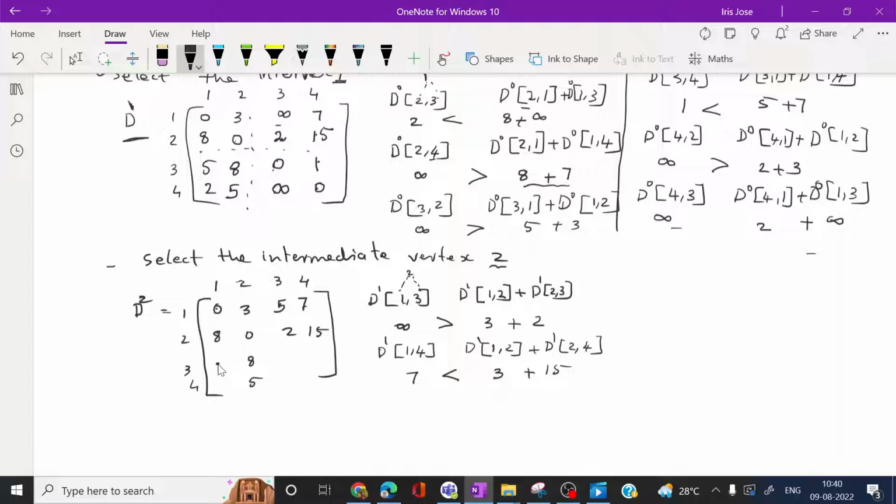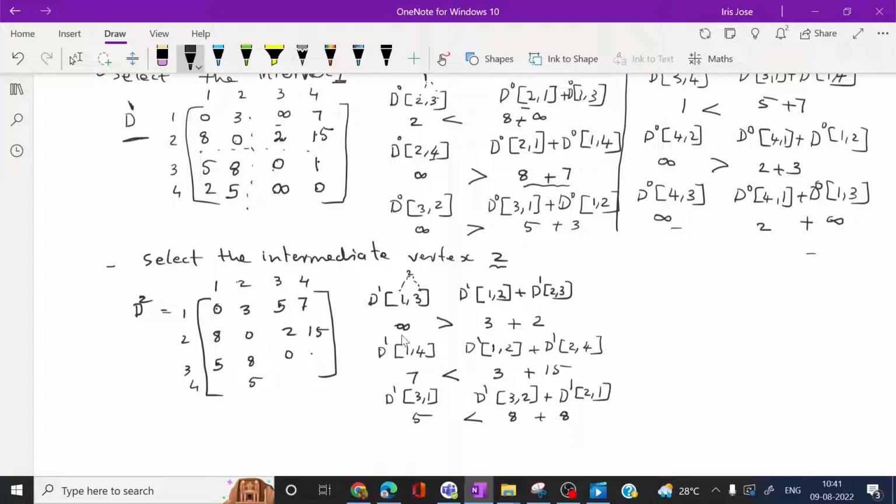Then now we have to write D31. So D31 will be compared with, considering the intermediate vertex is 2, D32 plus D21. So D31 is 5, D32 is 8, plus D21 is 8. So this 5 itself is lesser, so we will keep the previous value 5 itself. Then next we have D33. This is a diagonal element. We can keep it as 0.